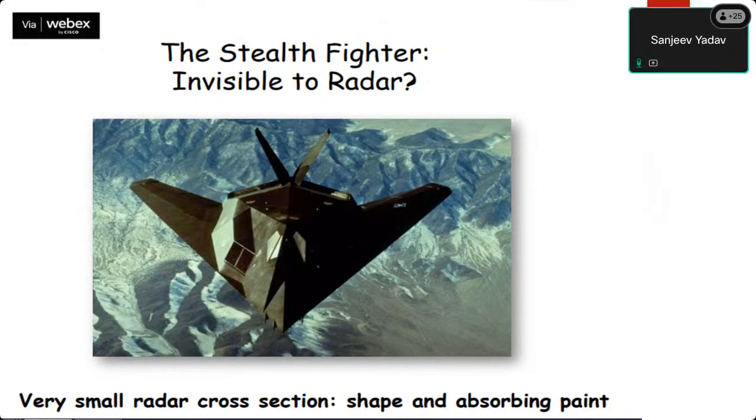The stealth fighter that is invisible to radar. Here the absorbing paint again uses the properties of metamaterials. Mu and epsilon are being used in this case also.